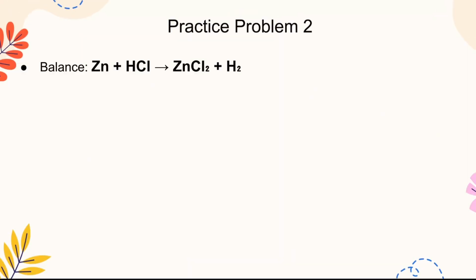So zinc is reacted with hydrochloric acid to yield zinc chloride and hydrogen gas. If this is a redox reaction that occurs in an acidic environment, I want you to use the same rules that we used in the previous example to try and balance this one on your own. And if you use the same rules in the same order, it should work out. Pause the video and give it a try.